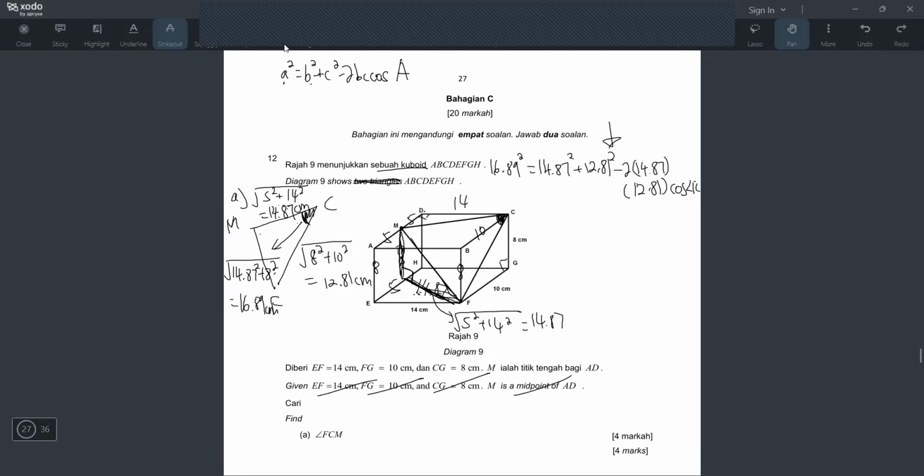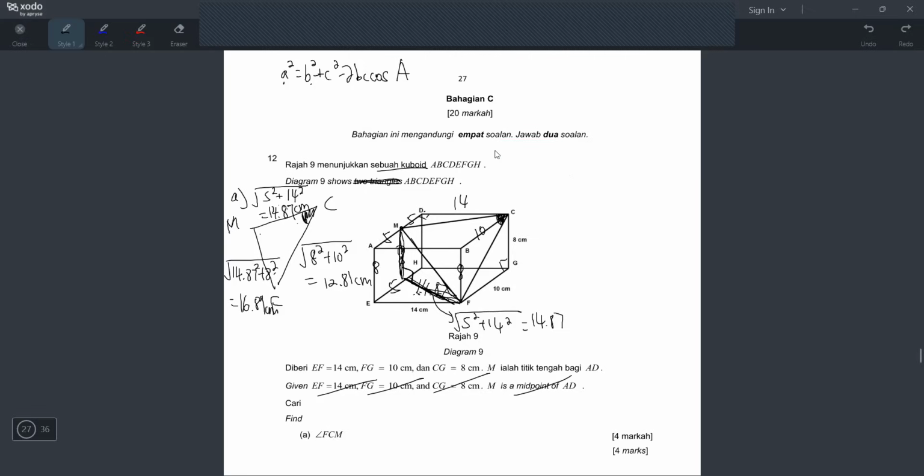Not enough space. Okay, wait for a while. Sorry. Oh, what happened? Oh my God, I have to write again. Okay, write again. Let's continue here. Maybe I write right here, because I have more space here.